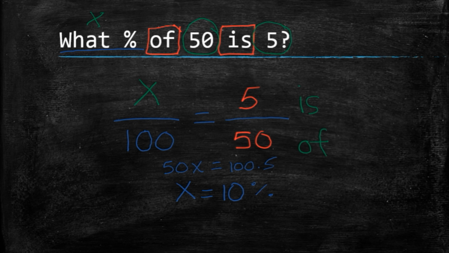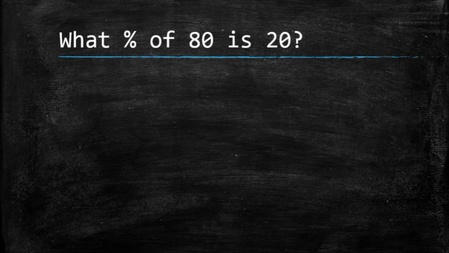Let's go ahead and try another one. Okay, so let's circle our numbers because we're using the cube strategy. 80 and 20. Those are our numbers that we're looking at. The question is what percent, and we're going to box in our important words, which are "is" and "of."